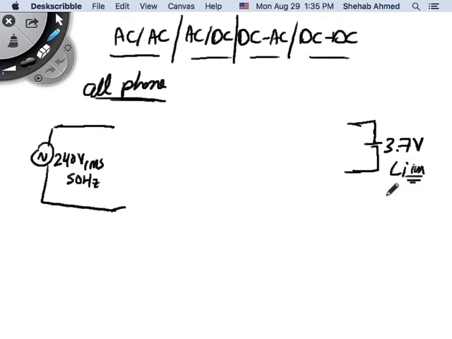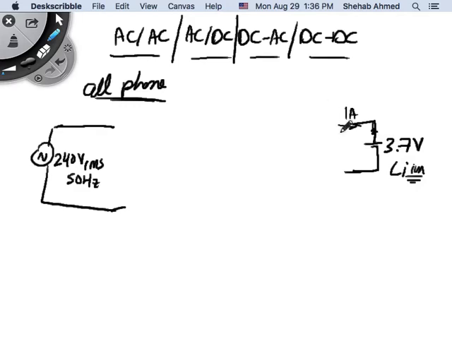Why do you want it to be variable? Because you want the current to be constant. So if this is 3.7 volts, and you would like to charge it with 1 amp, of course, this circuit here will have some resistance. Any electrical circuit, any battery will be represented by an ideal voltage source and an internal impedance or internal resistance.